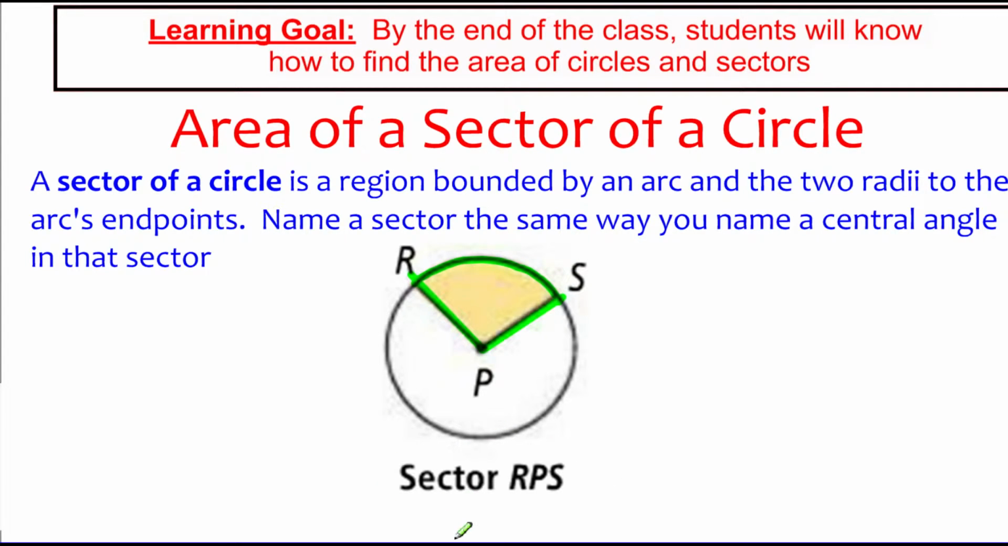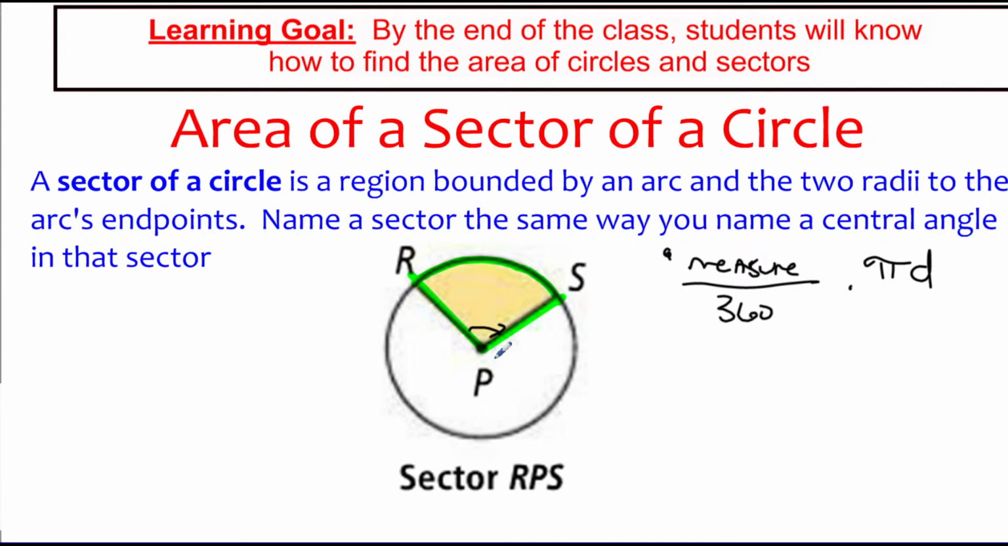If we wanted to find the area of this, we're going to do something very similar to what we did with arc length. Just to recap arc length before I show you the area of a sector: if I just cared about how long this little RS arc was, like we did in the last video, I'd say the measure over 360, meaning how many degrees this central angle, or this arc, is, because they're the same. And pi d goes here, because we were trying to measure the outside of the circle, and this is the circumference formula.